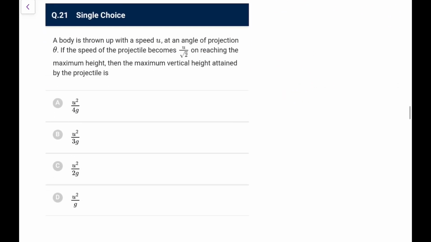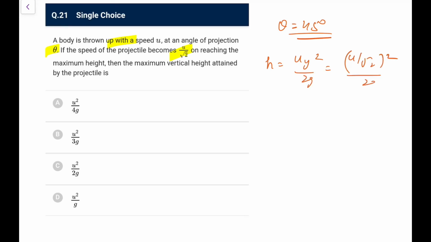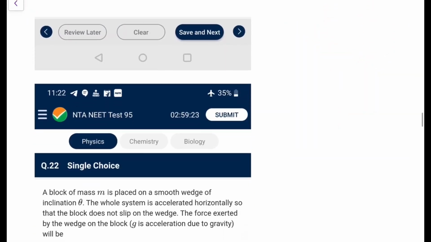Body thrown up with speed u at an angle of projection theta. If the speed of the projectile becomes u by root 2 on reaching the maximum height, that clearly means theta is equal to 45 degree. Then the maximum height reached would be uy square by 2g, and uy you know is again u by root 2, whole square by 2g, that would be equal to u square by 4g. Go for that option. Now next one.